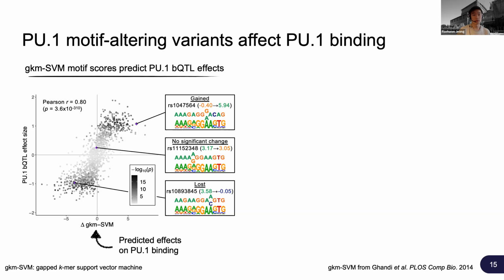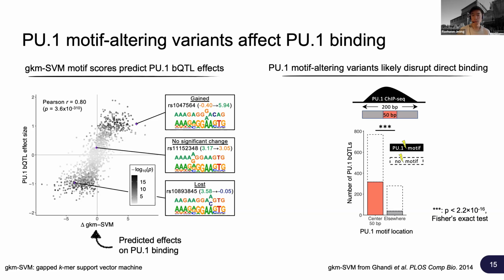As demonstrated by the example in the middle, even for variants that change the motif sequence, if they minimally alter the predicted affinity, they generally did not affect PU1 binding significantly. Moreover, PU1 motif altering variants were more likely to be found within the center 50 base pair of the ChIP-seq peak than beyond, which implies that these variants likely disrupt directly bound sites. And I will also comment that more than half of the PU1 binding QTLs did not have a motif altering variant of PU1, suggesting possible alternate mechanisms.